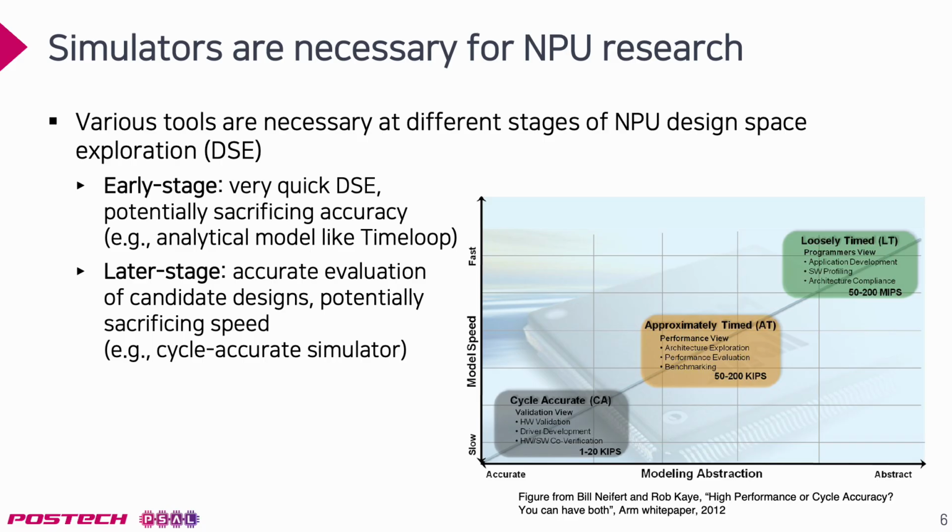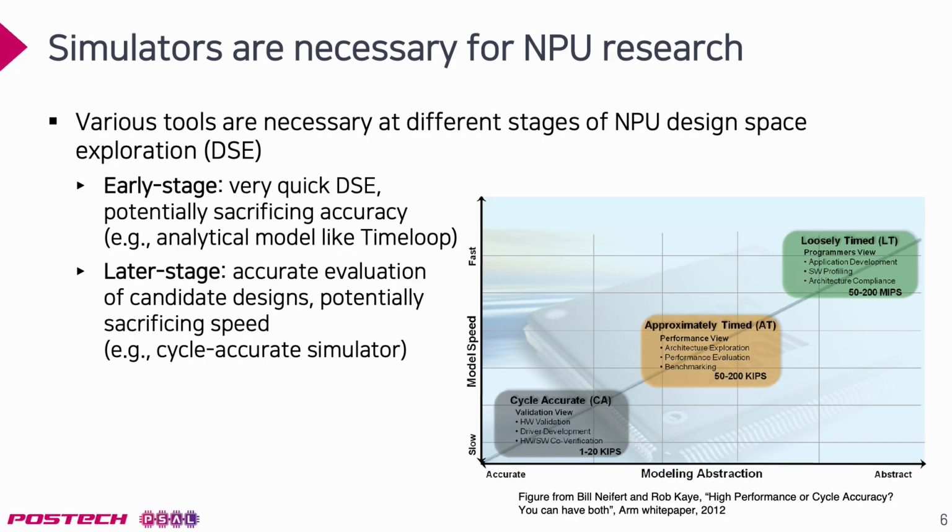So you tend to use different sets of tools across the different stages of the NPU or processor design process. In the early stages, you'll need to explore a very large design space. And because of the larger size of the design space, you'll need to use a tool that is very fast, even if it sacrifices accuracy. So if you plot the level of abstraction or inaccuracy on the x-axis and the speed of the tool on the y-axis, such a tool will be placed in the upper right corner of the graph, as shown here.